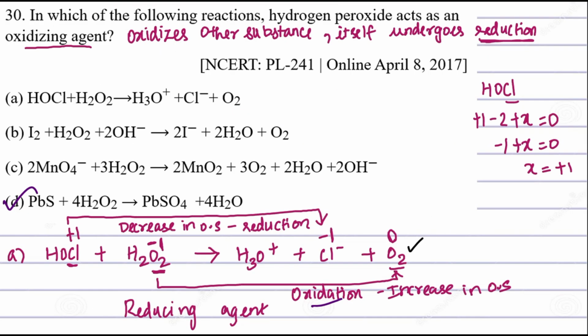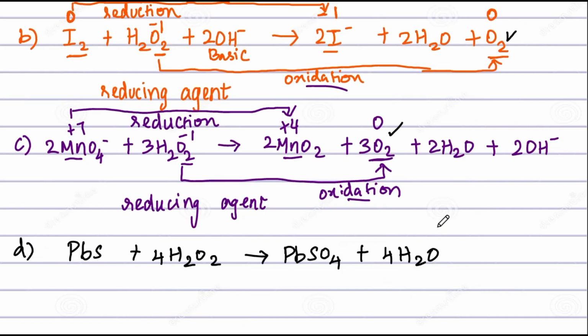So in the other three equations, O2 is present. So it means hydrogen peroxide has undergone oxidation. But in this equation, O2 is not given. So let us see this reaction from the starting.